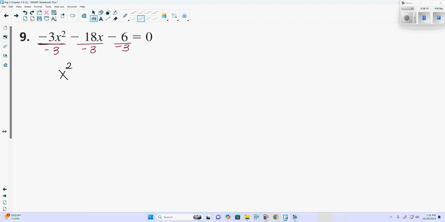So we divide by negative 3, because negative 3x squared divided by negative 3 is x squared. Our negative 18x divided by negative 3, the negative divided by negative is a positive. 18 divided by 3 is 6. Negative 6 divided by negative 3 is going to be positive 2. So we have x squared plus 6x plus 2 is equal to 0. So the first thing we had to do was divide by negative 3 to get a to be 1.